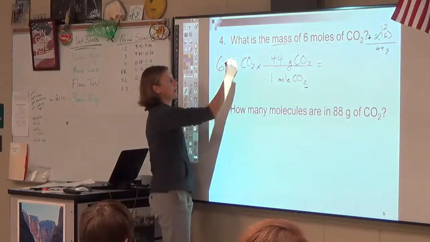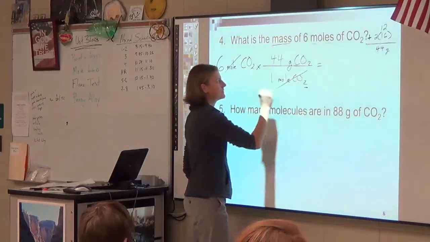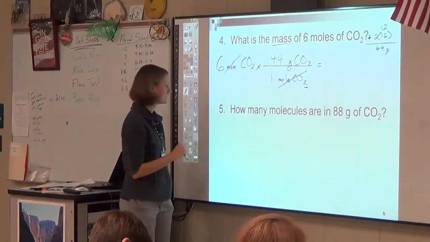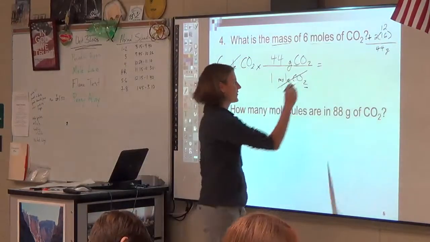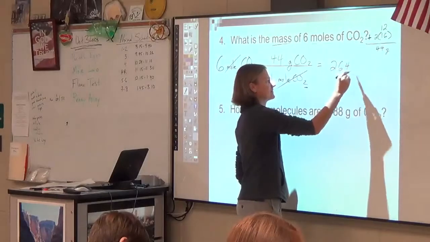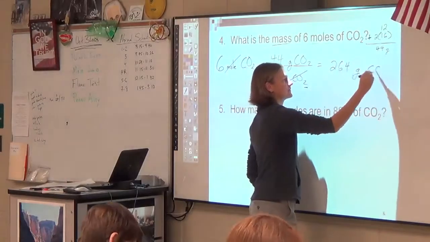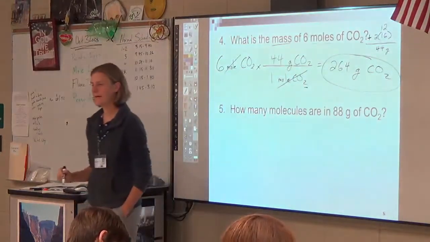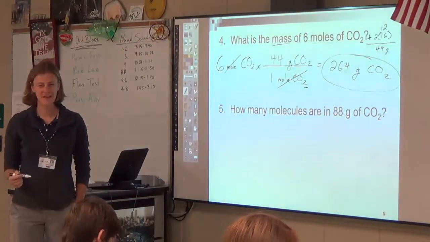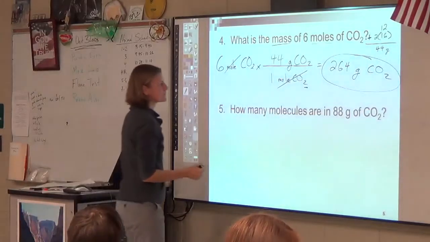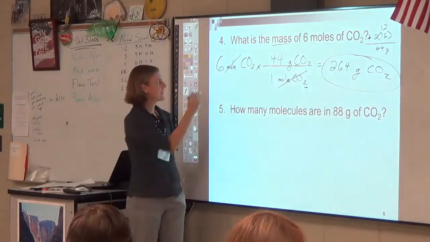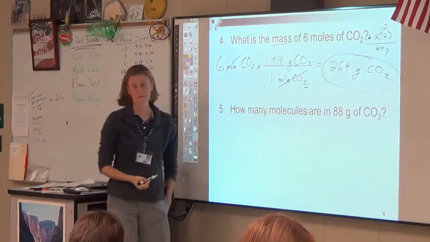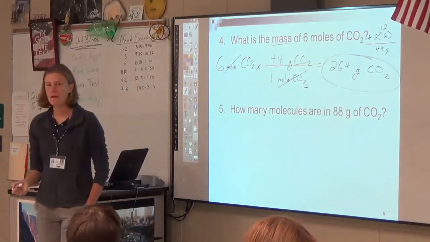Now I just need to go ahead and multiply what times what? 6 times 44. 264. Thank you. Ta-da! Not too bad. So, yep, that's it. You do 6 times 44, and technically you should divide by 1, but we don't need to do that.